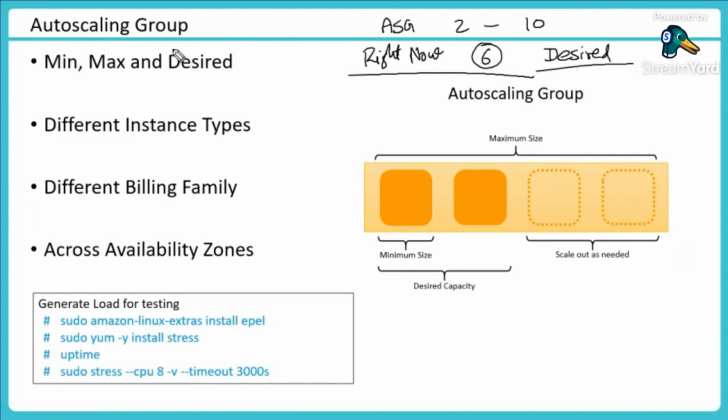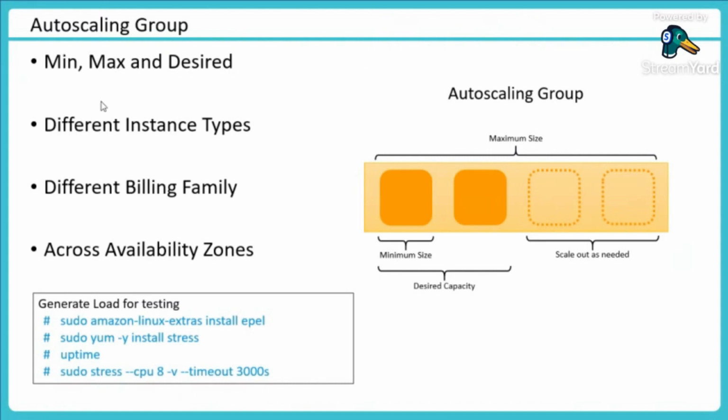So desired is what is currently happening. Minimum and maximum are static. They won't change unless you do it. So that is possible. So hopefully this desired is clear.